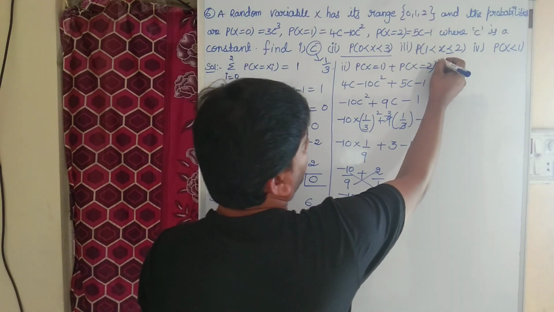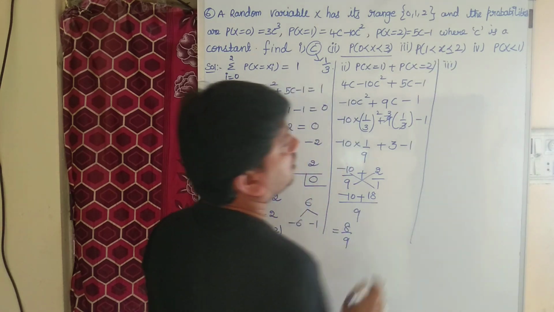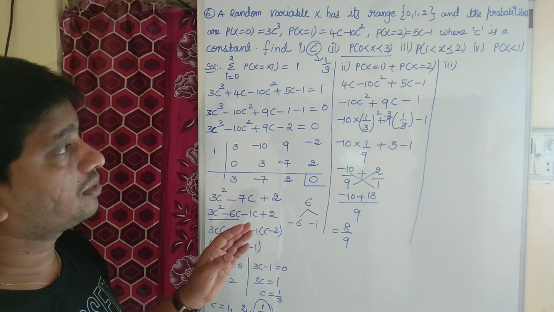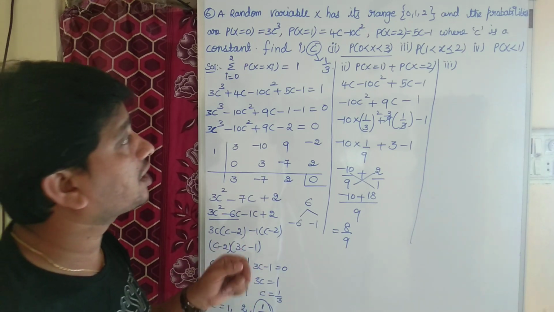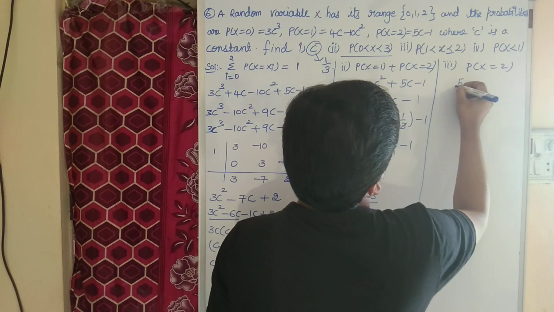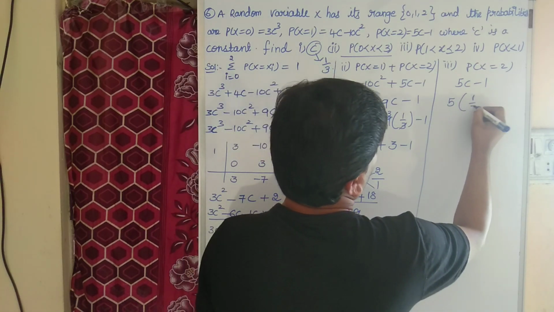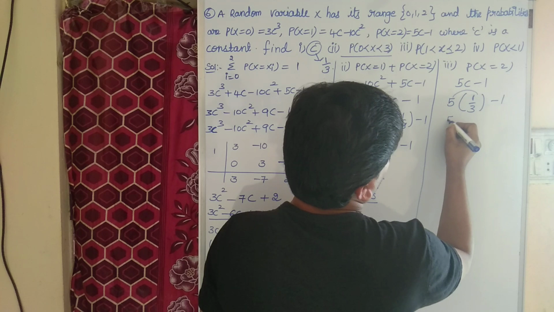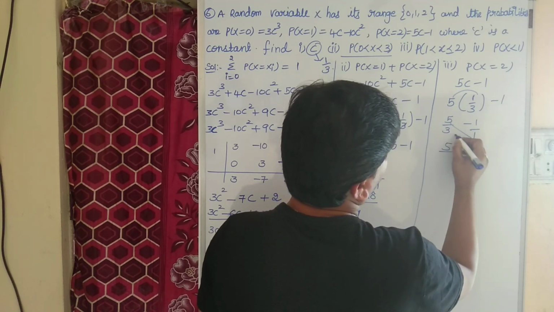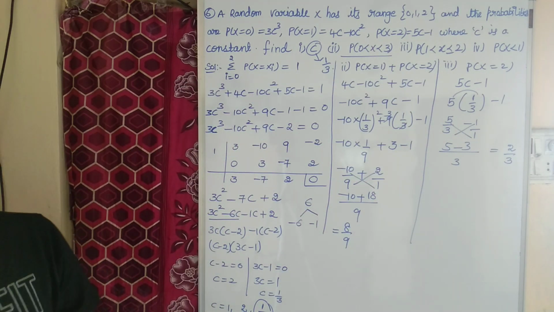Okay. Now coming to the third question. Probability for 1 less than x less than or equal to 2. This means here we have to take only P of x equal to 2. x equal to 2 means 5c minus 1. So 5 into the c value 1 by 3 minus 1. 5 times 1 is 5 by 3 minus 1. Taking LCM 3: 1 times 5 is 5, 3 times 1 is 3. So 5 minus 3, how much, children? 2 by 3. Is it clear, children?